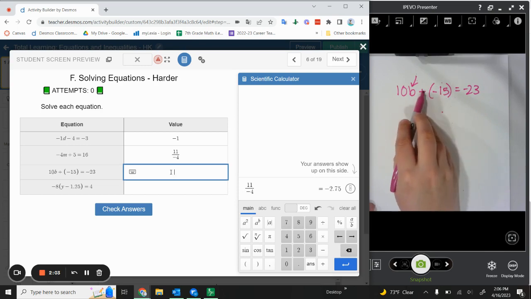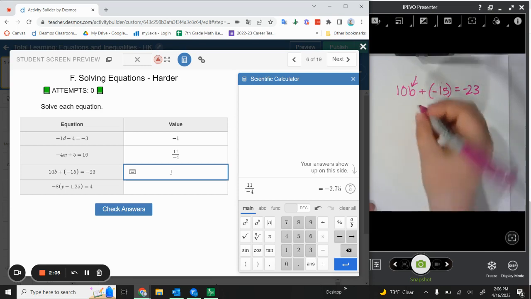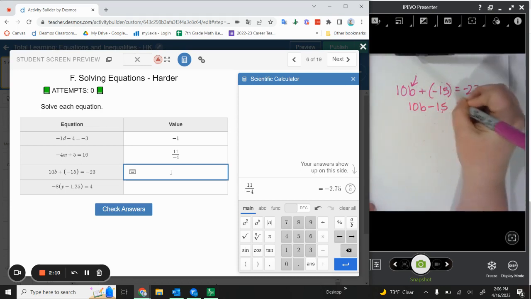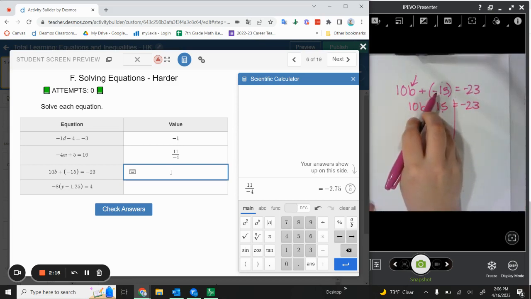Okay, I know adding a negative is the exact same thing as subtracting. So I could rewrite this problem and say this is 10b minus 15 equals -23. That looks a lot more normal. Okay, I think that's a good strategy for us to watch what's happening here.